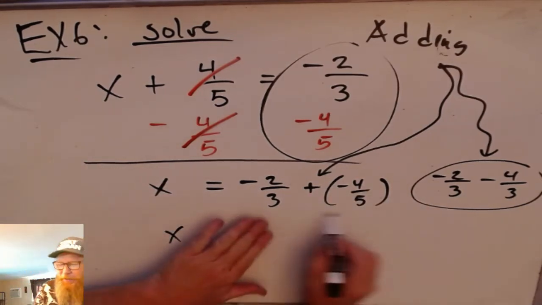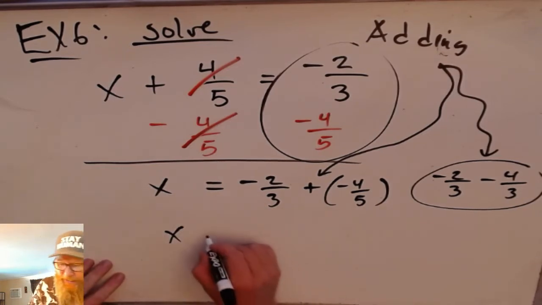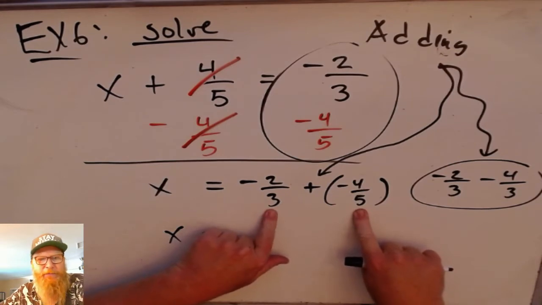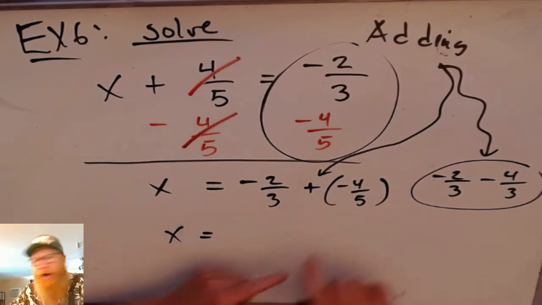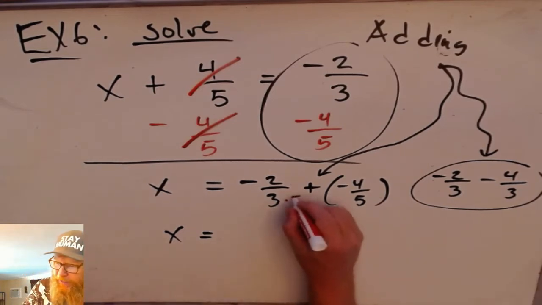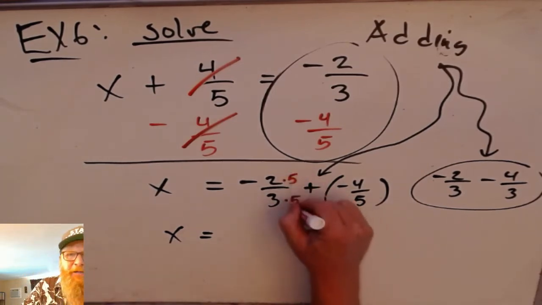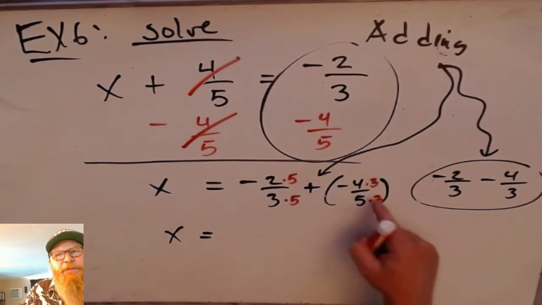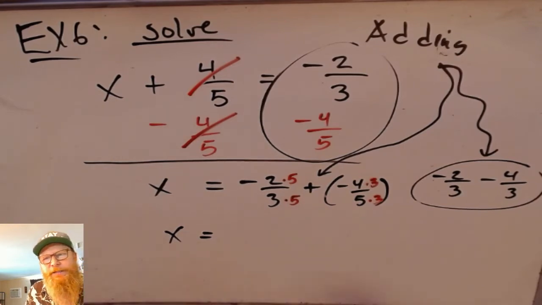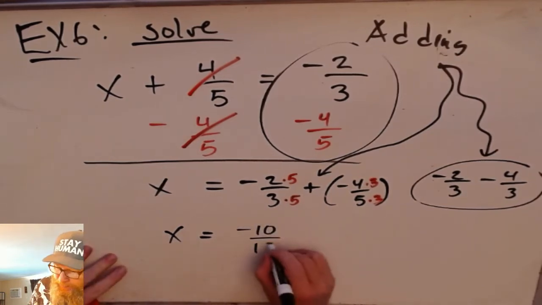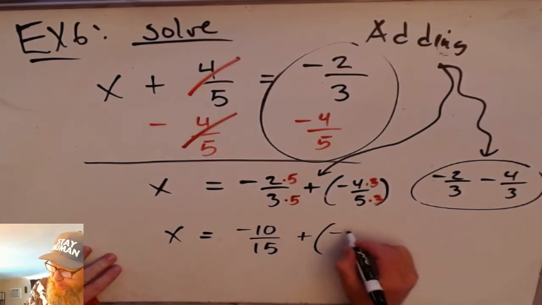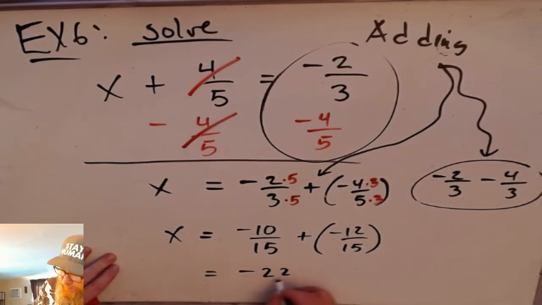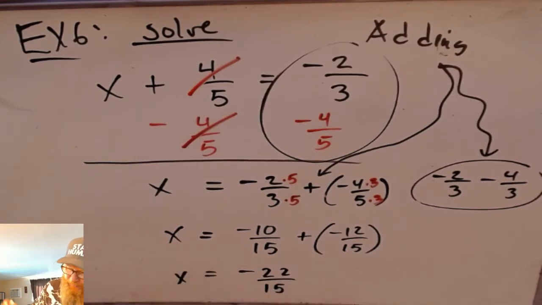All right, now the bummer is we don't have an LCD here, so we're going to need an LCD. Now these are prime numbers, 3 and 5. So remember what I said about prime numbers. The LCD is just going to be the product of those prime numbers. So you're just going to multiply 3 times 5. Make sure you do the top and the bottom. And then 5 times 3, make sure you do the top and the bottom, numerator and denominator. So you got -10/15 plus -12/15, and that's going to be -22/15.